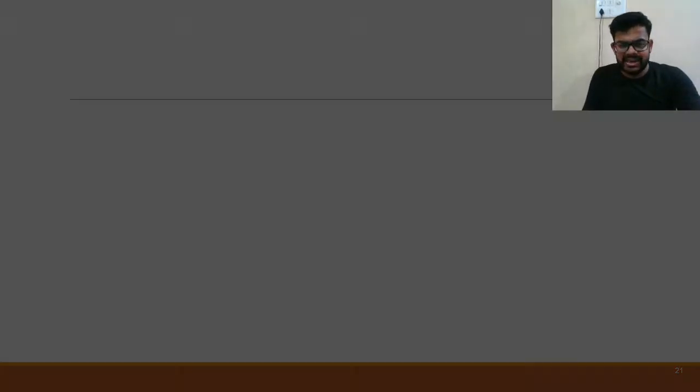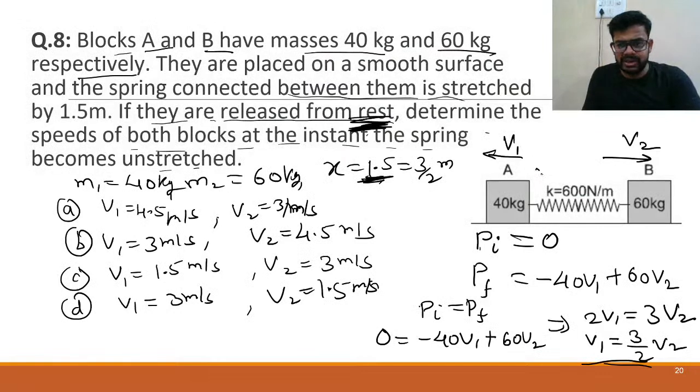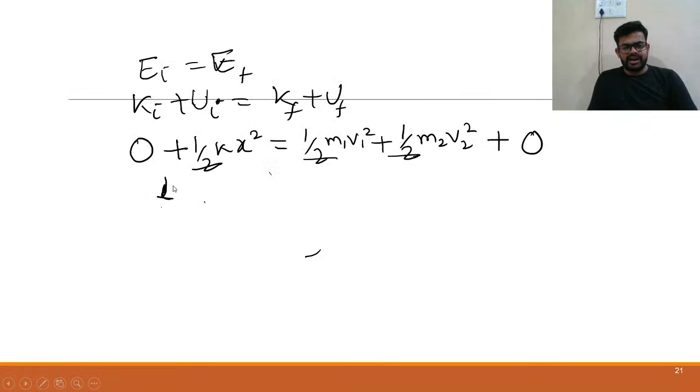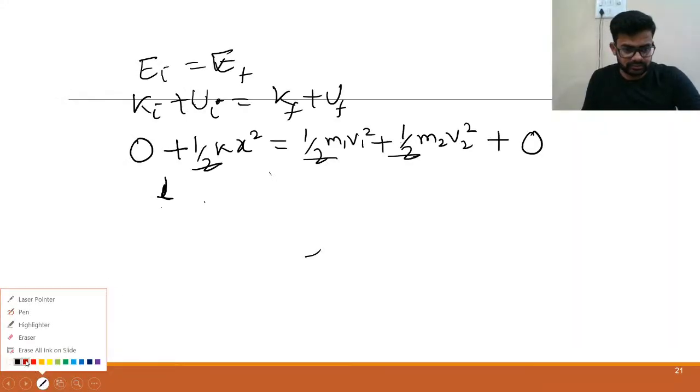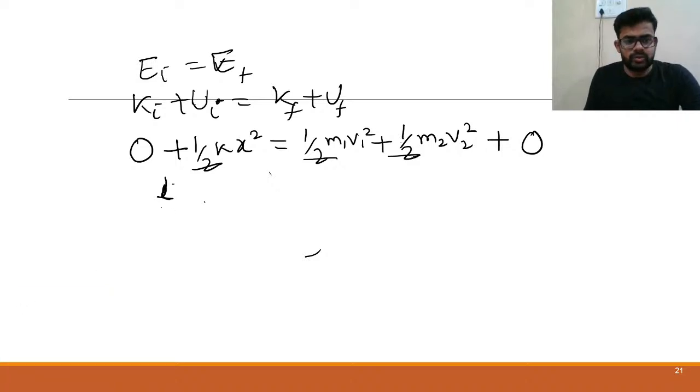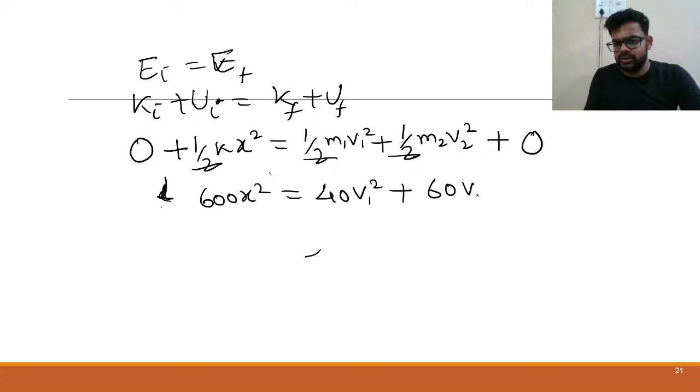What is the value of k? In this question the value of k is given as 600, so I write 600 into x square, that will be equal to m1, which is 40, into v1 square, plus m2, which is 60, into v2 square.